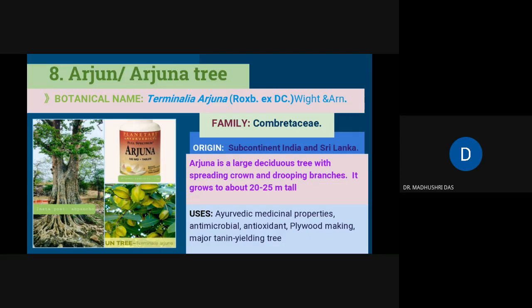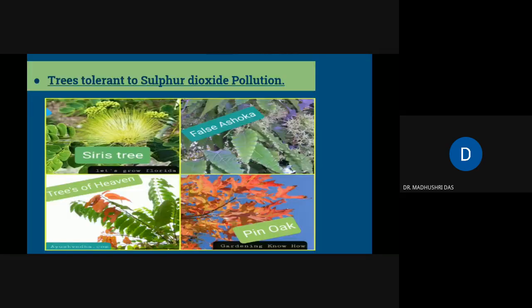Its use is in Ayurvedic medicinal property. It has antimicrobial and antioxidant properties. If we talk about its economic uses, it is used in plywood making. It also yields tannin. Now we will see trees which can tolerate sulfur dioxide pollution.